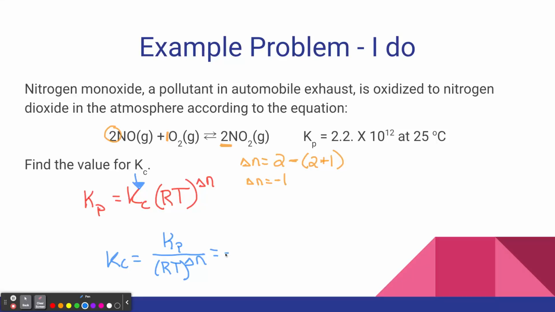So we're going to put 2.2 times 10 to the 12th on top here. Then we're going to divide by RT, so 0.08206 times my temperature. Remember, 25 degrees Celsius is 298 Kelvin. You do have to convert temperatures here, folks, so don't forget to. So we're going to put 298 Kelvin on the bottom.